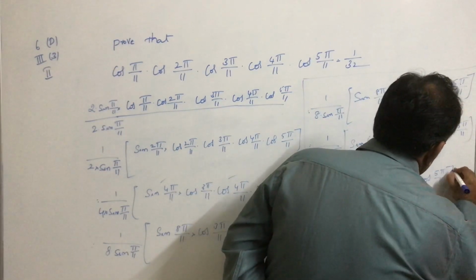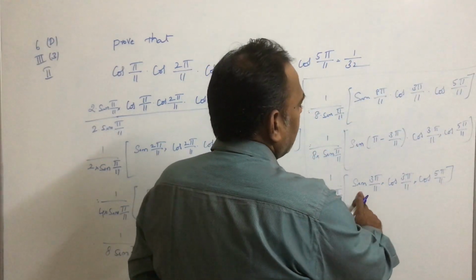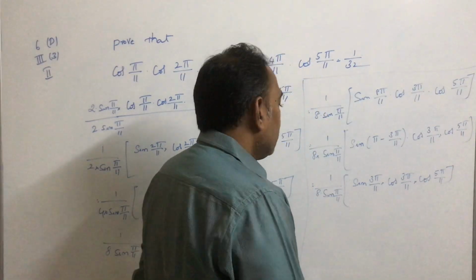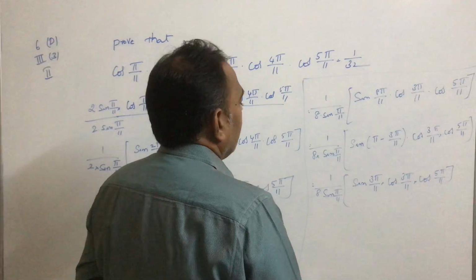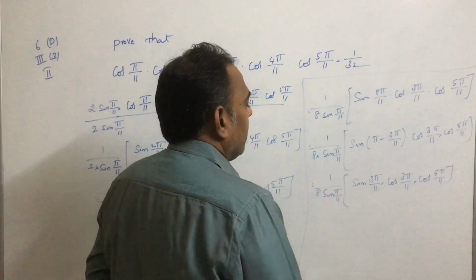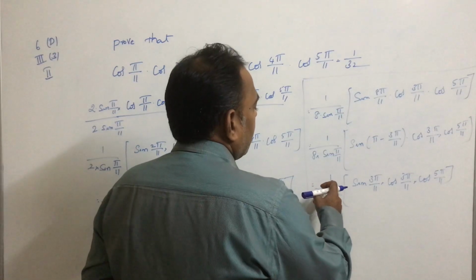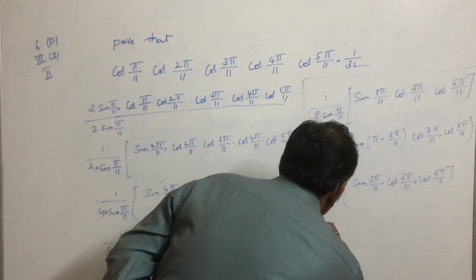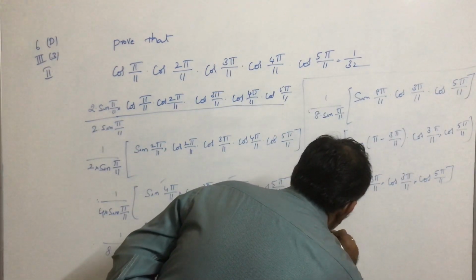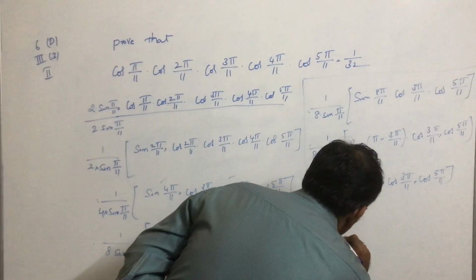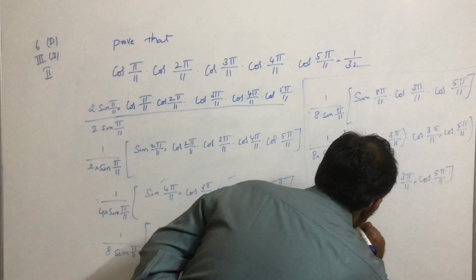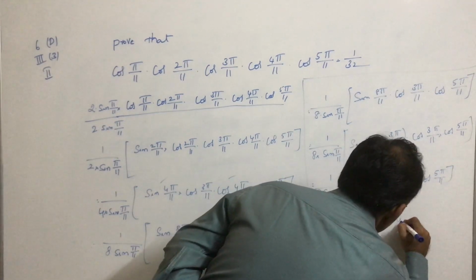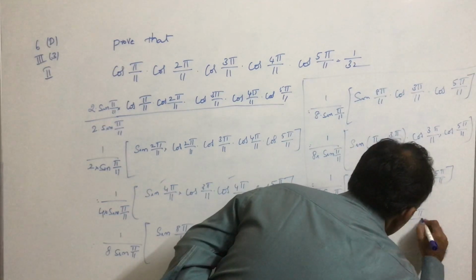Again we have a sin theta term and a cos theta term. So we need to multiply numerator as well as denominator with 2. If we multiply and divide numerator and denominator with 2, it becomes 1 by 16 into sine pi by 11 into sine 6 pi by 11 into cos 5 pi by 11.